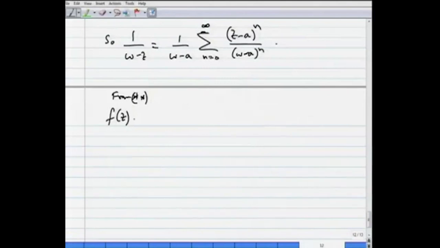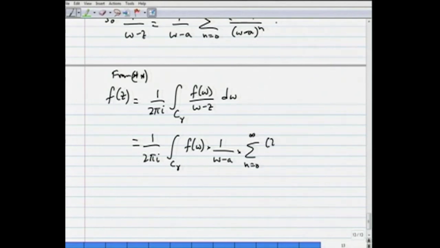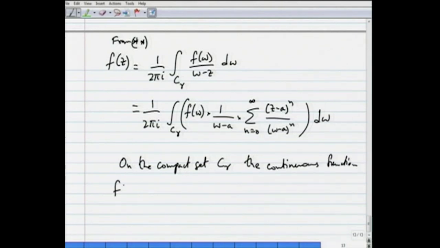From star star, f of z is equal to 1 by 2 pi i times integration over the contour CR of f of w divided by w minus z dw, and I have written w minus z in this fashion here. So, this is equal to 1 by 2 pi i integration over CR of f of w, I will keep the f of w aside, times 1 by w minus a times the sigma n equals 0 through infinity of z minus a raised to n divided by w minus a raised to n, and then all this dw. On the compact set CR, the trace of CR, the continuous function f of w, f is bounded. It is actually analytic, so it is definitely continuous and it is bounded.